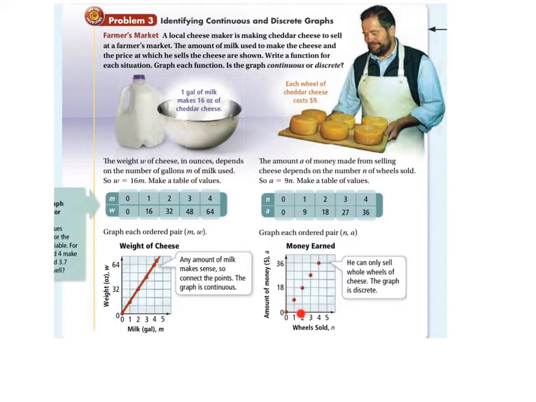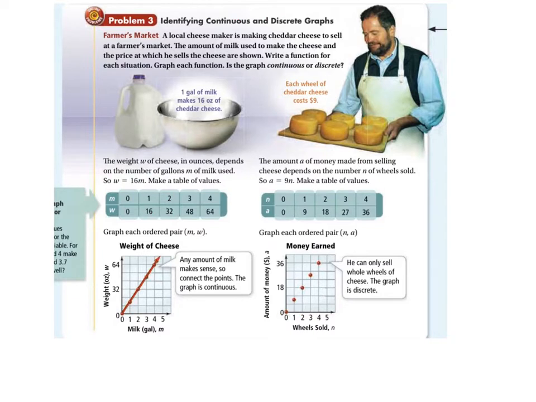So 1 wheel, he makes $9. 2 wheels, he makes $18. 3 wheels, and so on and so forth. And again, with that function, A equals 9N, where A is the dollars that he makes, and 9 times N, that's selling each wheel, so $9 each wheel. But it has to be discrete because he only sells whole wheels. He never sells parts of wheels. So again, continuous and discrete.